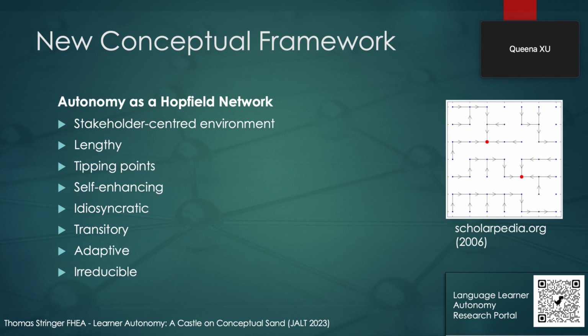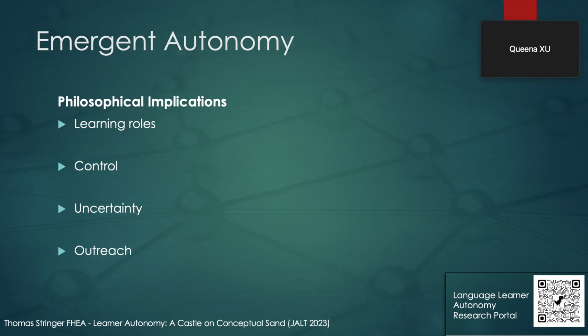It's idiosyncratic, in other words, it's sensitive to the initial conditions. It's transitory in that steady state autonomy is not possible, right? It's contingent on that alignment in the broader network. It's adaptive and adapting, and again, it's irreducible to any of the individual behavioral, psychological, conceptual subdomains that we talked about earlier in the presentation, right?